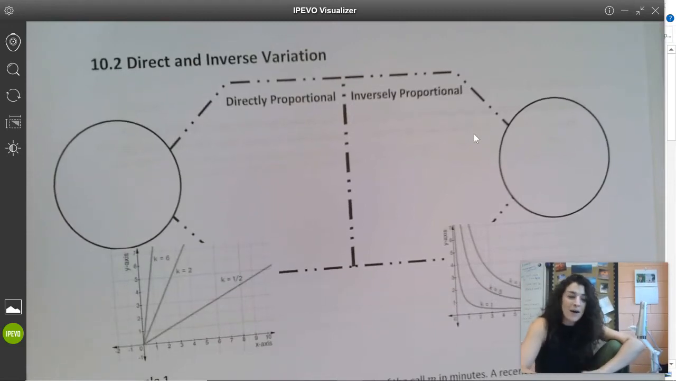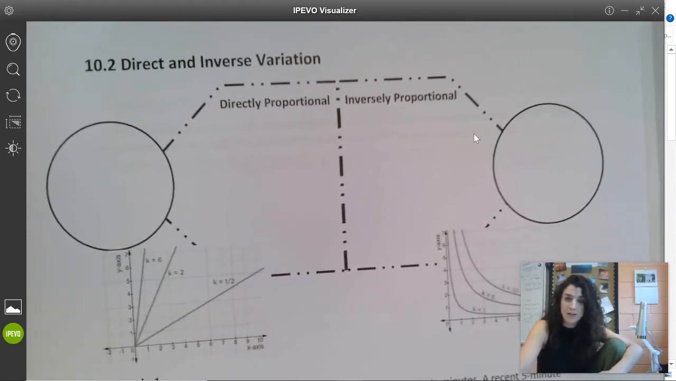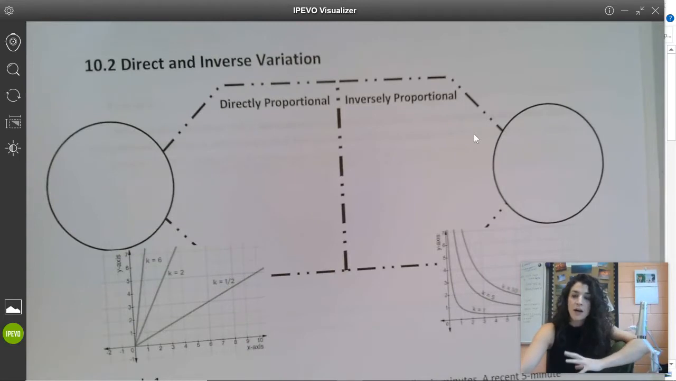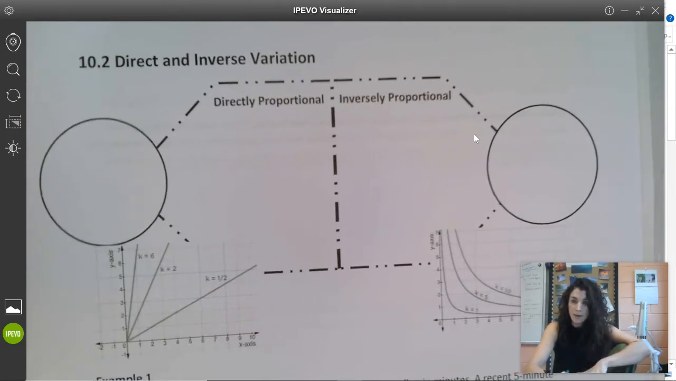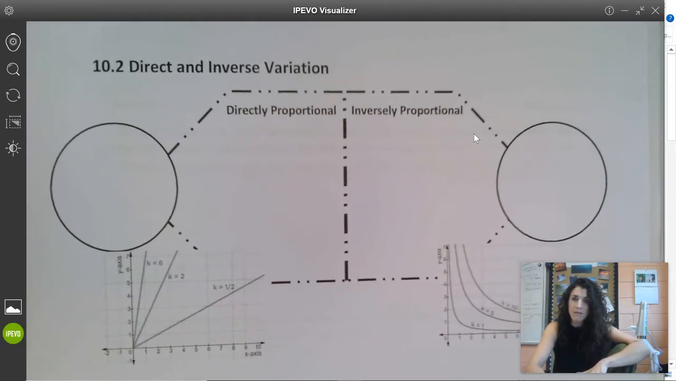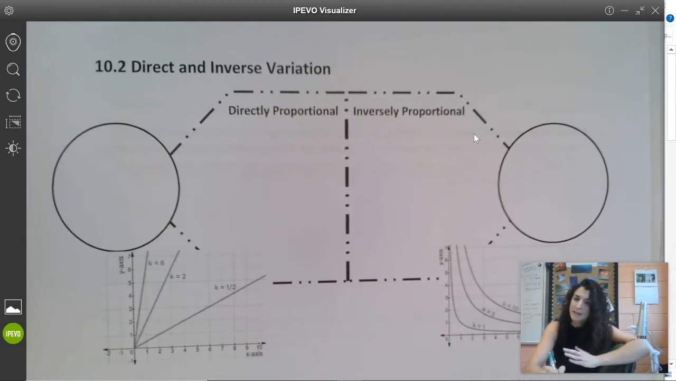Hello, we are moving on from our modeling unit into direct and inverse variation. So we've talked a lot about cubic modeling, which feels very familiar with quadratic modeling because they're both polynomials, so they behave in polynomial types of ways. Now, this is a new type of modeling that we haven't really talked about unless you've talked about it in previous classes, which I'm not sure you have. But it's called direct and inverse variation.